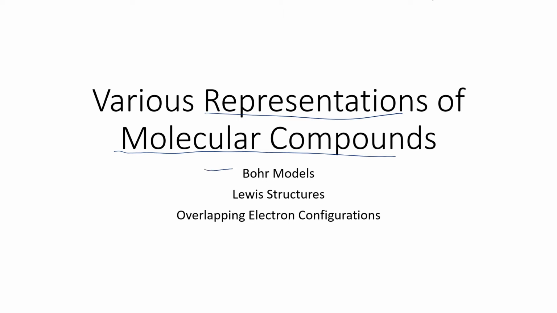Okay, you already know how to do Bohr models. You have to give some more of those to me, some Lewis structures, you'll do those, and we're going to teach you how to do these overlapping electron configurations. You know the electron configuration part, or you've worked with those some before, and now we're just going to overlap those. Different styles can show some things better than other styles can. Okay, moving on with it.